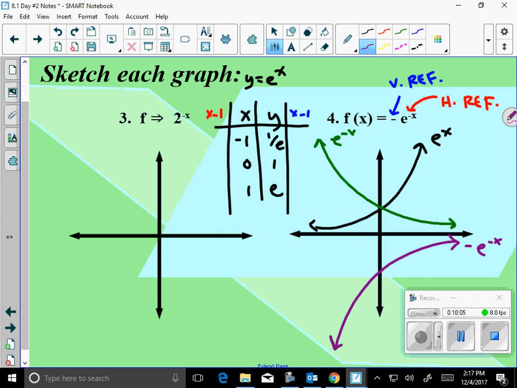So first I did a horizontal reflection. Then I took that new function and I did a vertical reflection.